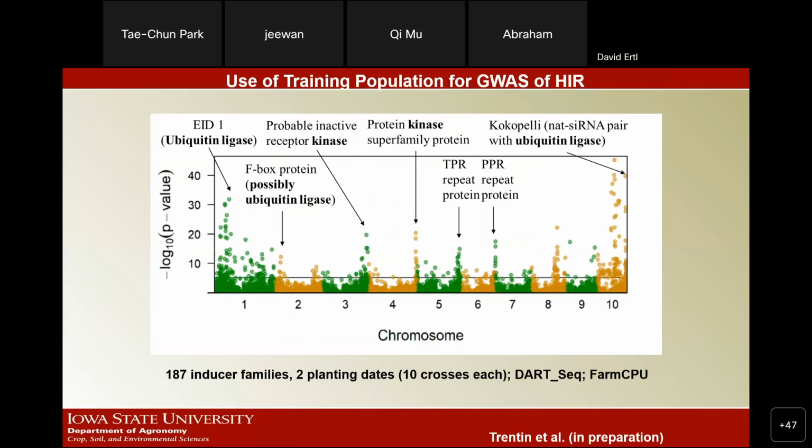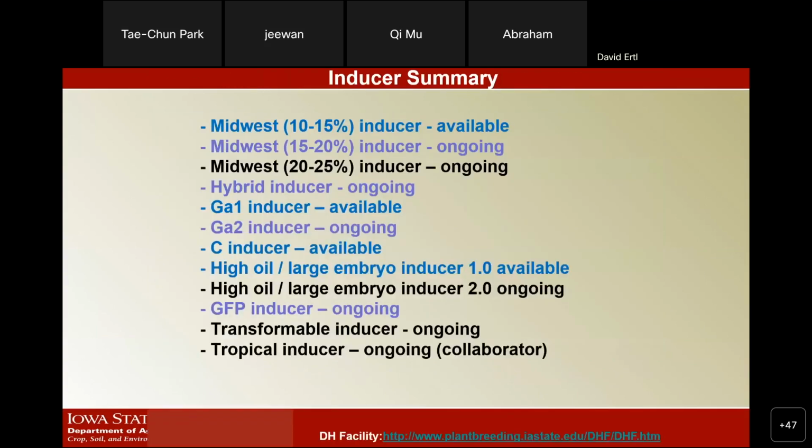Once these data are available for genomic selection, we can also use them in the GWAS framework and try to identify candidate genes involved in the induction process. So this is where we are standing right now with regard to our inducer development activities.